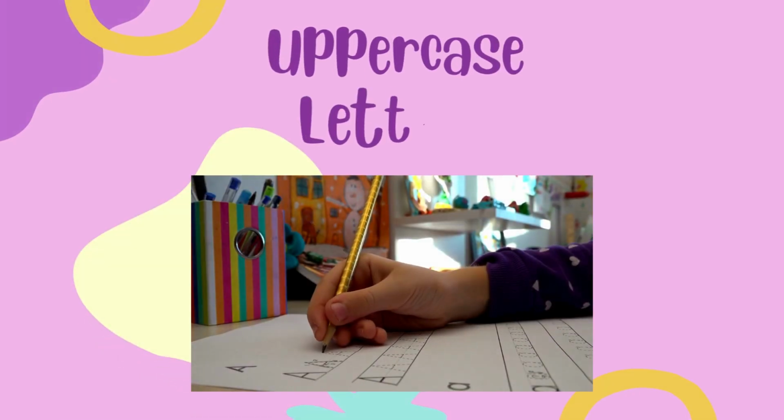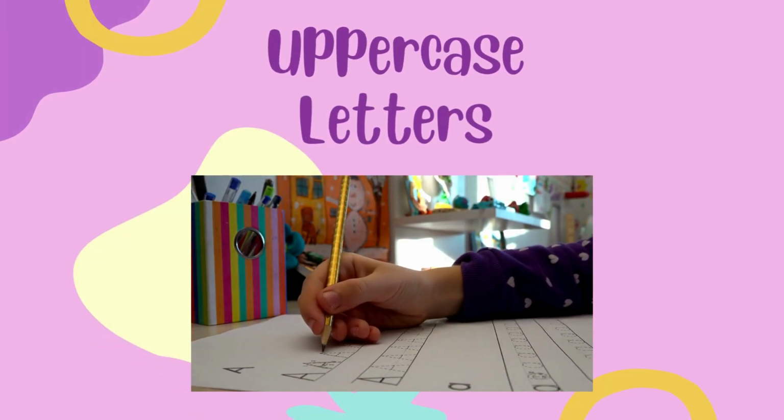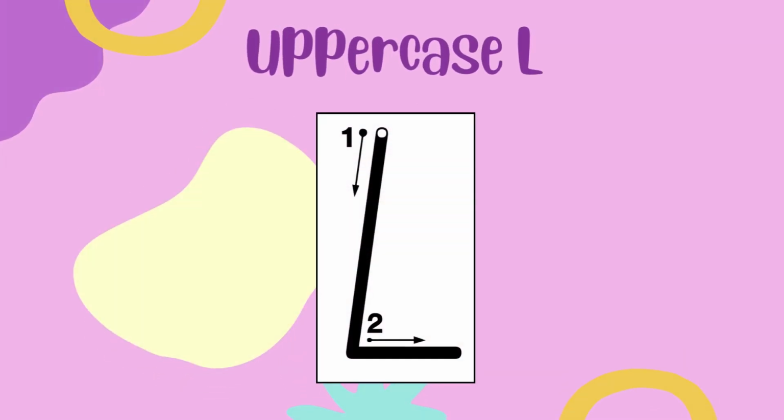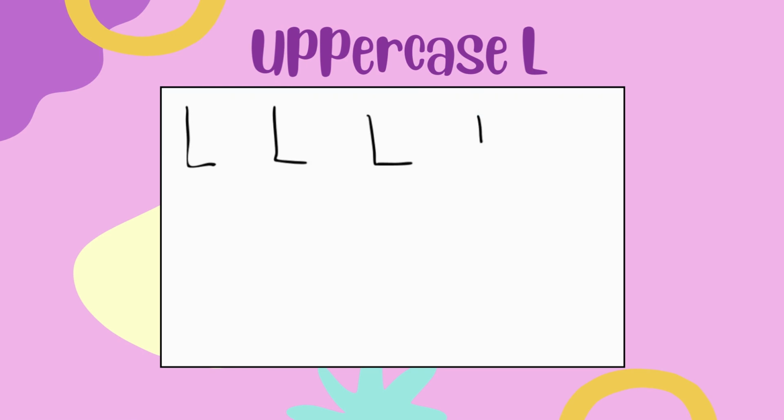Today we will practice making some uppercase letters that have vertical and horizontal lines. The first letter is the letter L. We're going to learn how to write an uppercase L. The uppercase L is one vertical line connected to one horizontal line at the bottom. We make an uppercase L just like in this video. Start at the top, straight line down, stop at the bottom, straight line across.